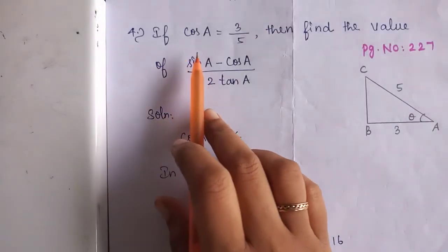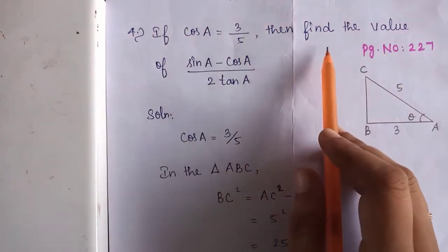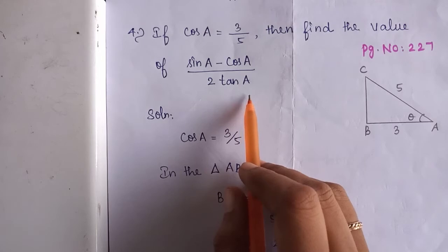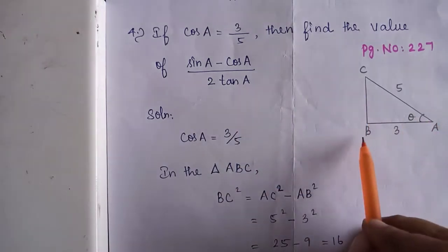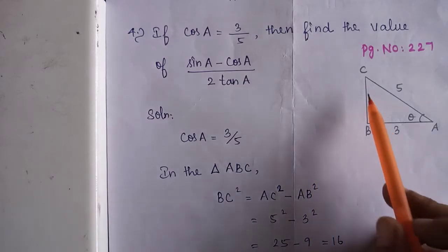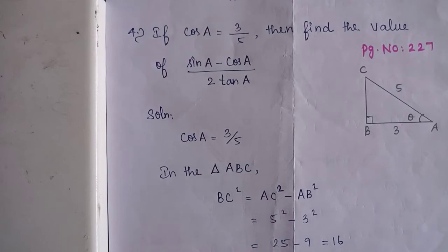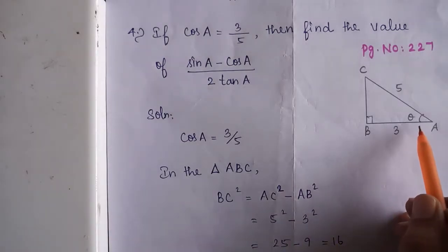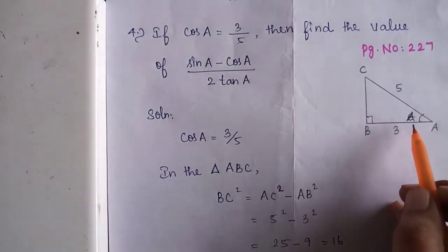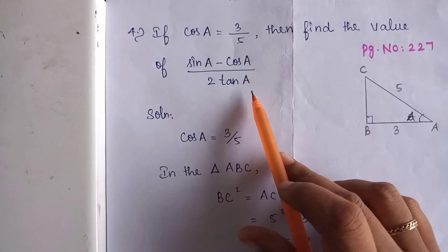Problem number 4 in exercise 6.1. If cos A is equal to 3 by 5, then find the value of sin A minus cos A by 2 tan A. So this is the given figure. This problem belongs to page number 227. So this is a right angle triangle, right angled at B. So you have to find the angle A, that is theta. You have to find sin A, cos A and tan A and substitute those values in the formula.